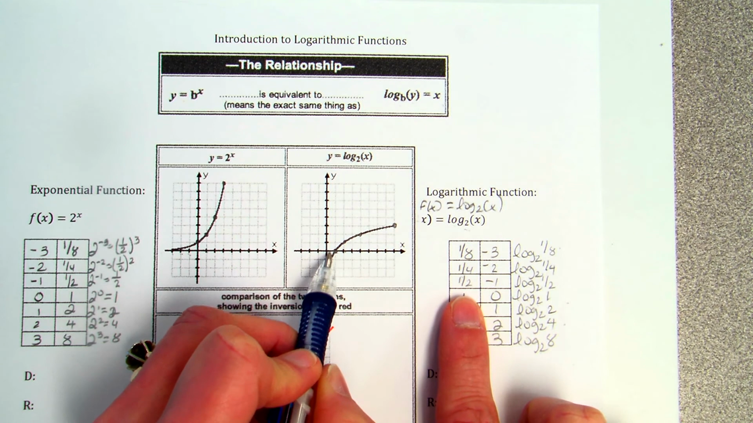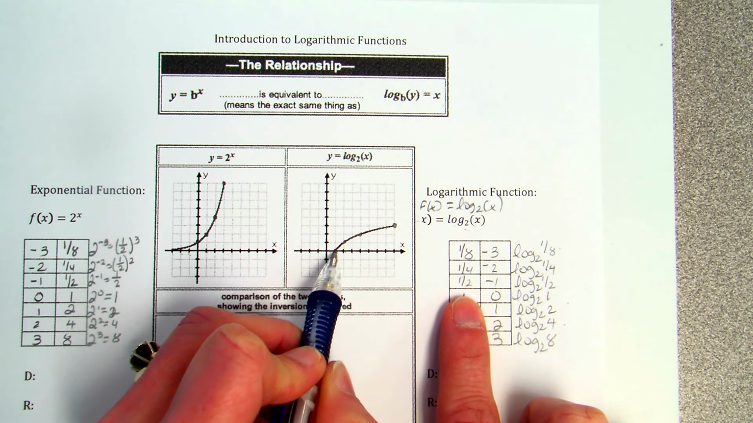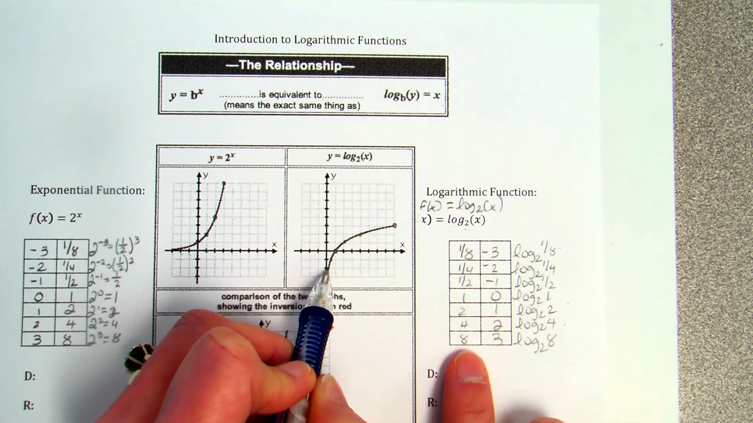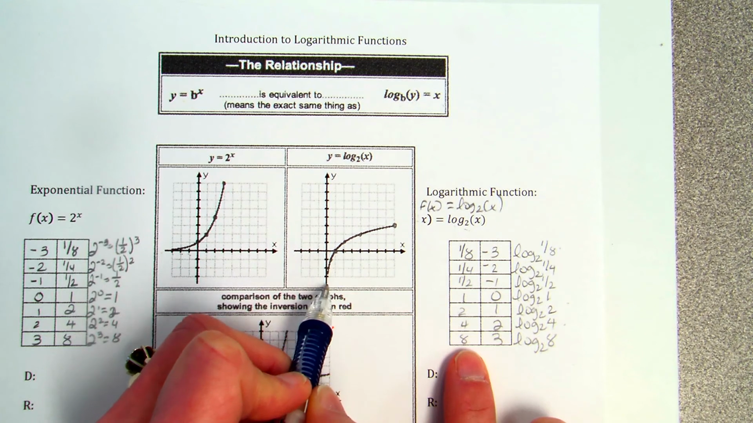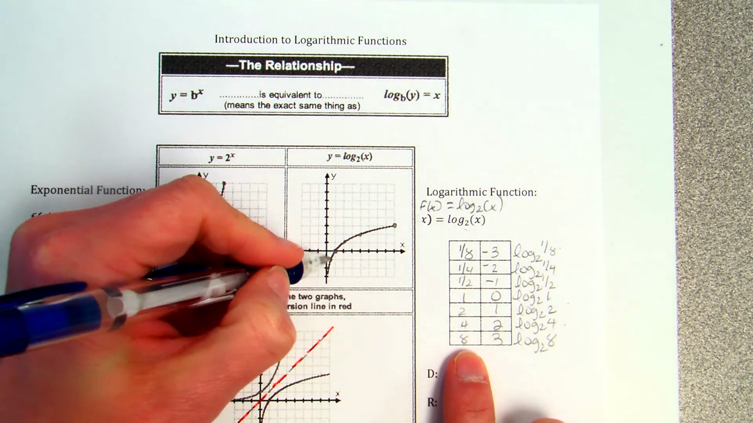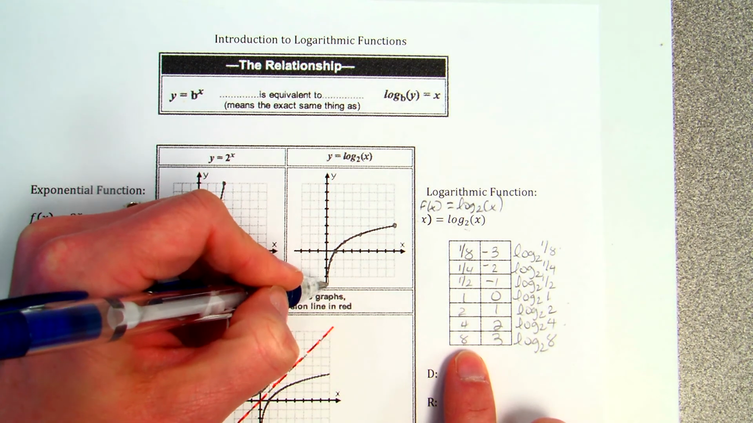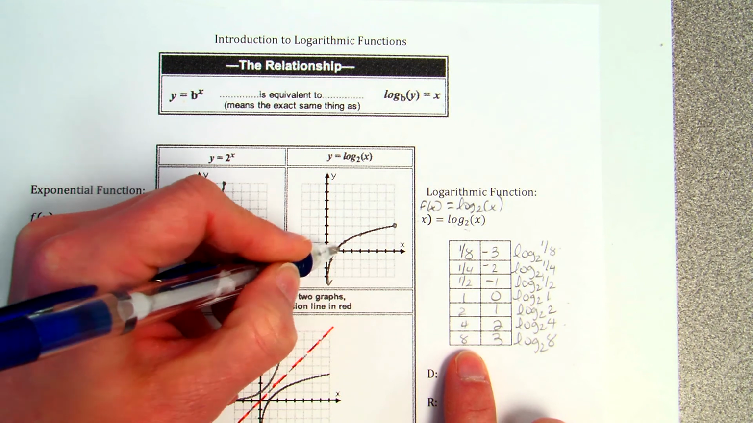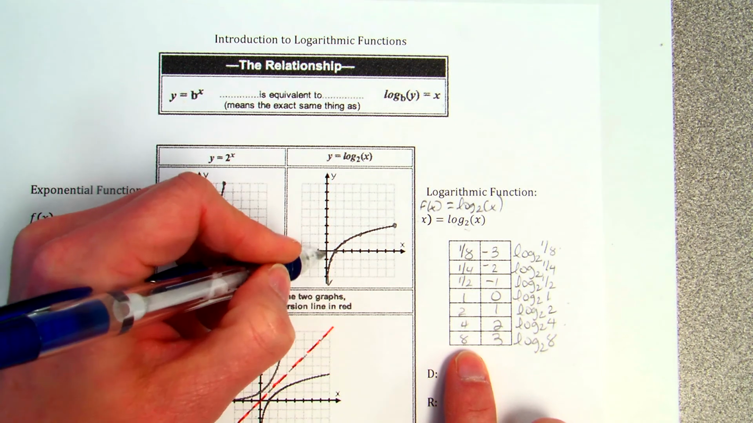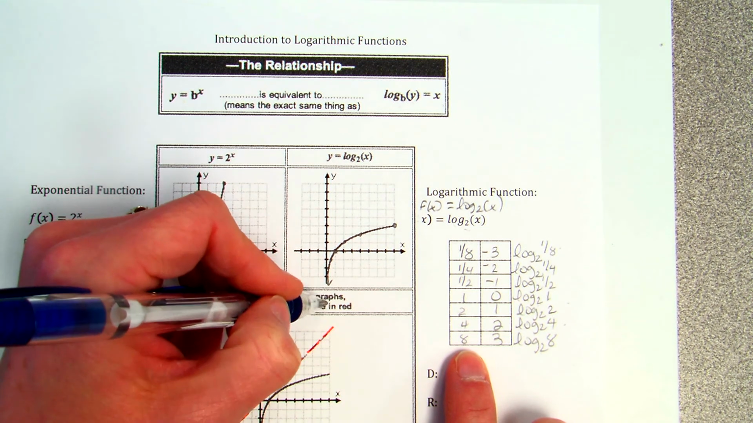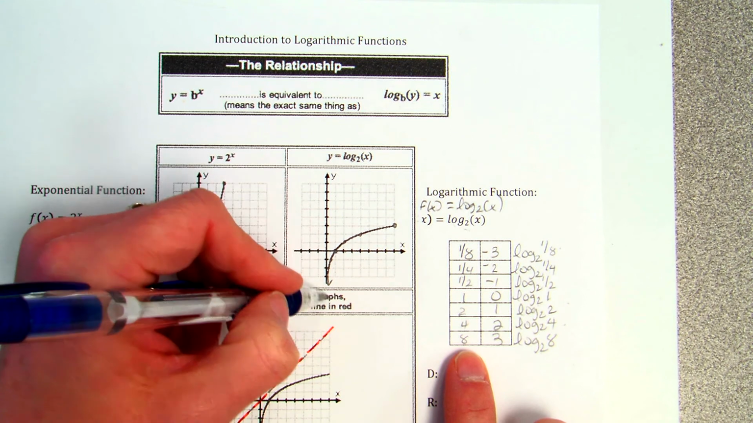1/2, I'm down 1, -1. I'm over 1/4, I'm down 2. Over an 8, I'm down 3. If you notice, this graph just keeps going down. It'll go down forever, but it will never get to x equals 0. Okay, it will never get to x equals 0.